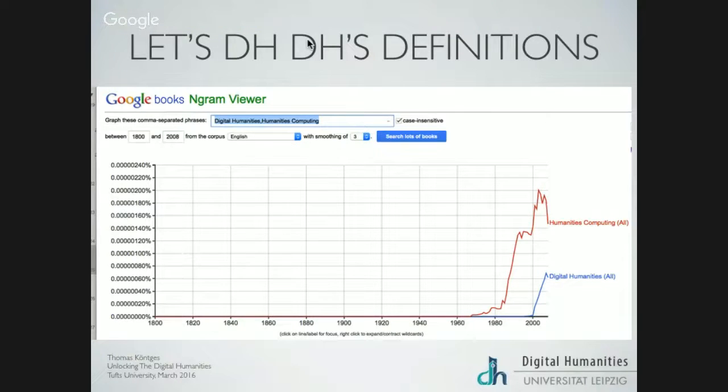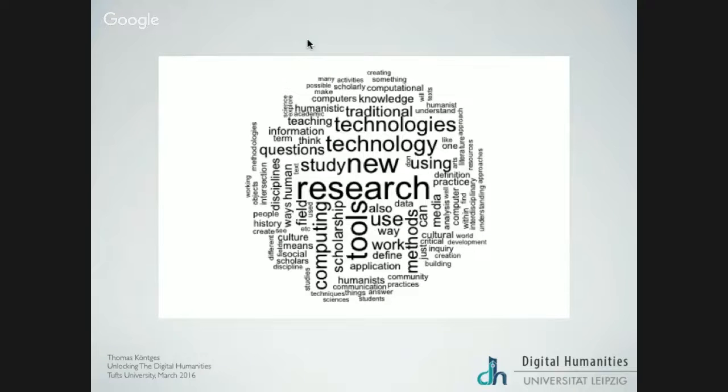This is just an Ngram here for the comparison of digital humanities and humanities computing. Just to see what is more common: up to 2000, we see that humanities computing is a bit more common. And this is solely in this presentation because there can't be a DH presentation without an Ngram. Yeah, it's law actually. And I'm very serious as a German, I have to follow the rules of digital humanities. There can also not be a digital humanities presentation without a word cloud.